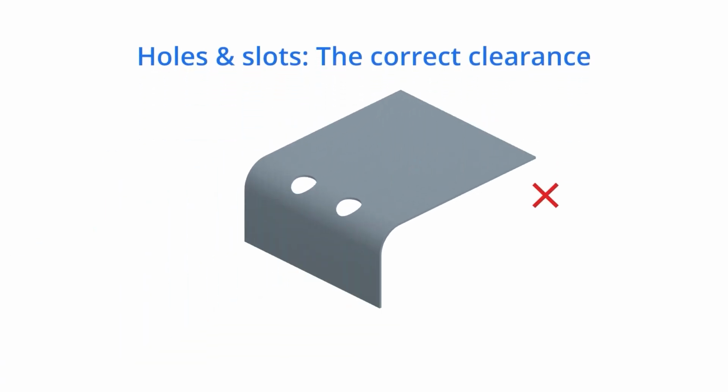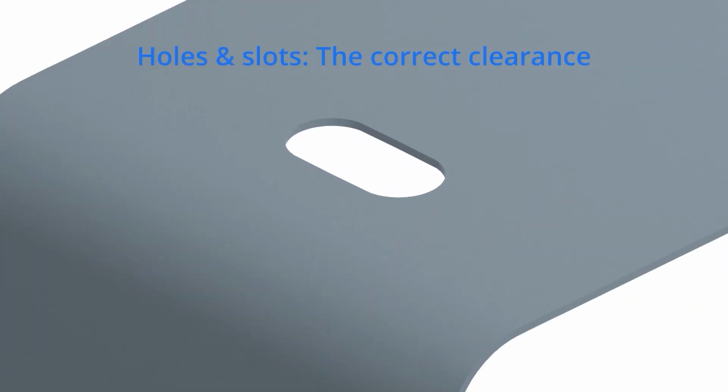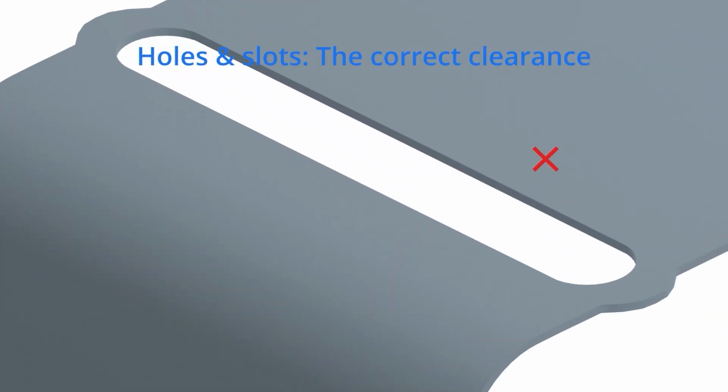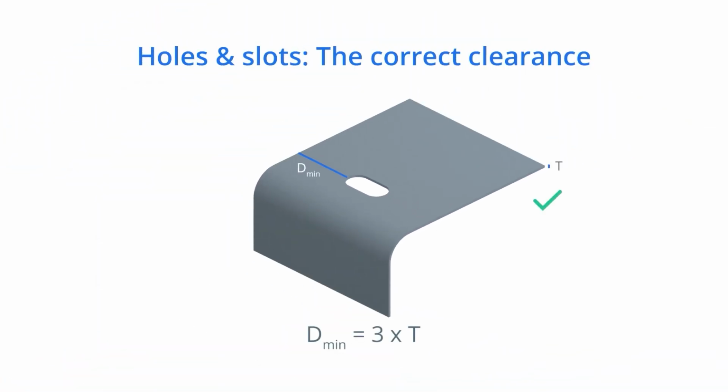Holes and slots can deform if they are too close to a bend. We recommend placing holes at least 2.5 times the material thickness from the bend edges. Slots require more clearance. Place them at least 4 times the material's thickness from the bend edges. In addition, extruding holes or slots is one of the most extreme pressure applications that creates a lot of friction and heat. To avoid deformation or tearing of the metal, place the extruded holes at least 3 times the thickness of the sheet from the edge.